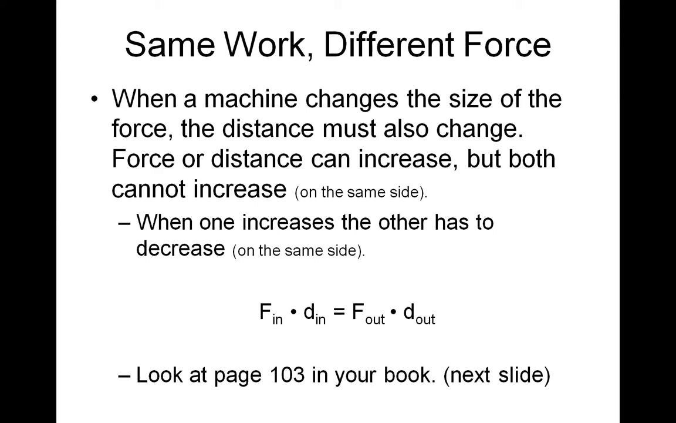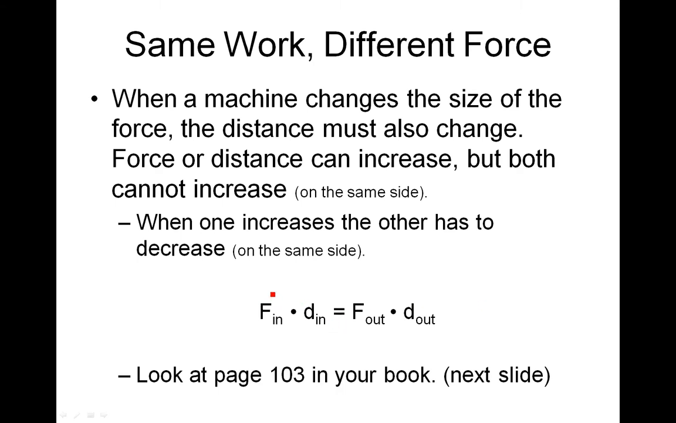So when a machine changes the size of the force, the distance also has to change. Force or distance can increase, but both cannot increase on the same side of the equation. I'm going to show you what that means. So when one increases, the other has to decrease on the same side. And we showed this with some examples on the last one.